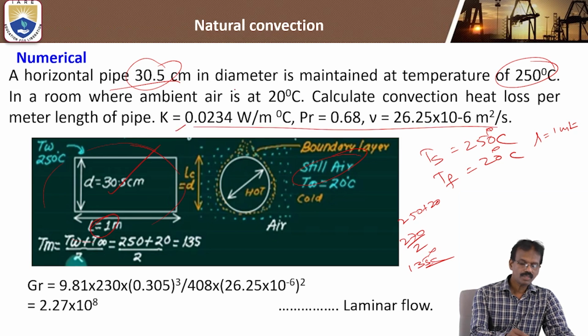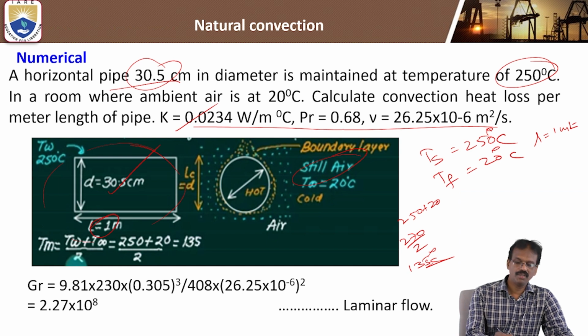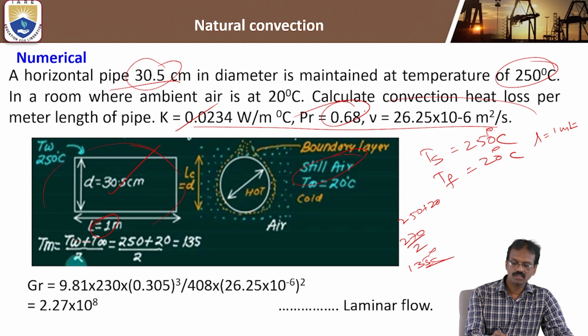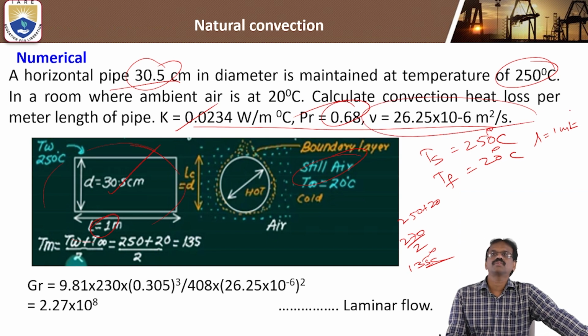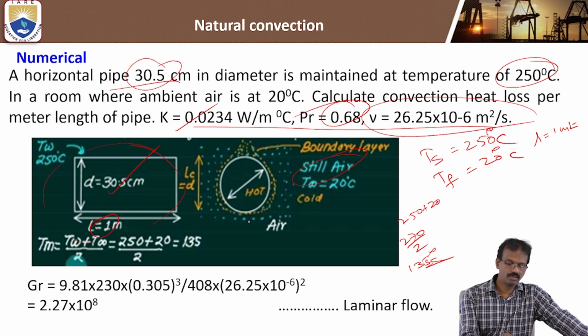Here the properties of the fluid are already given, you can use those. Thermal conductivity of the fluid is equal to 0.0234 watt per meter degree Celsius. Prandtl value is 0.68. Kinematic viscosity is also given. You can use this one.